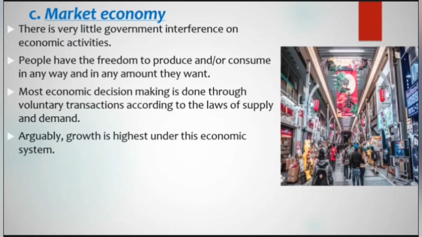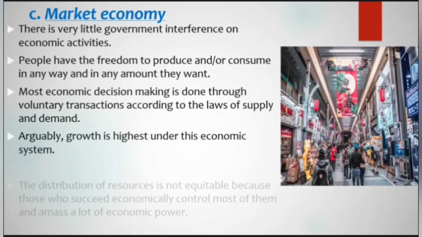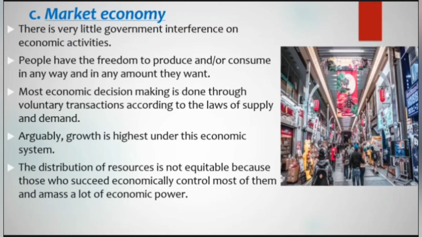Arguably, growth is highest under this economic system. Mataas ang produksyon dahil mataas ang economic competition sa free market economy. The distribution of resources is not equitable because those who succeed economically control most of them and amass a lot of economic power. Ito yung typical na ang mayaman ay lalong yumayaman dahil hawak nila at control nila ang mga resources.